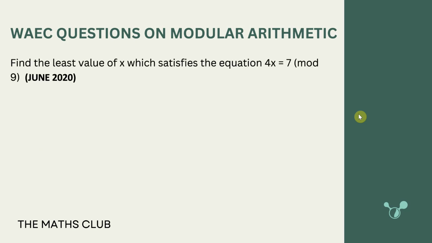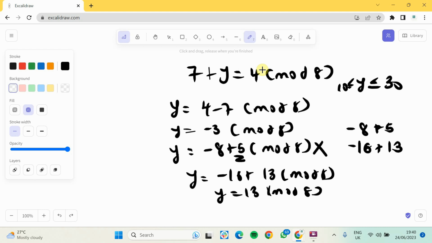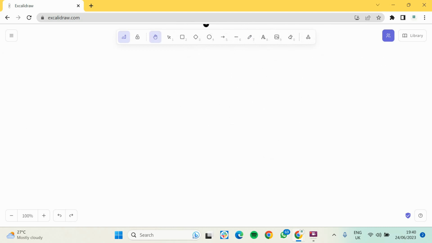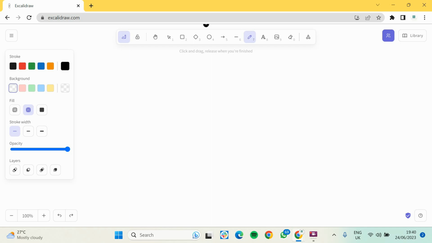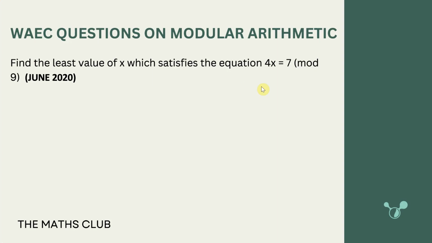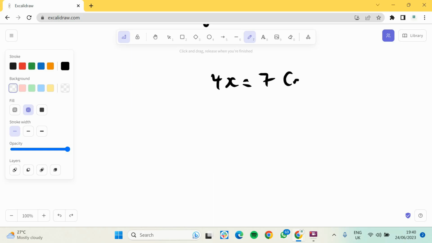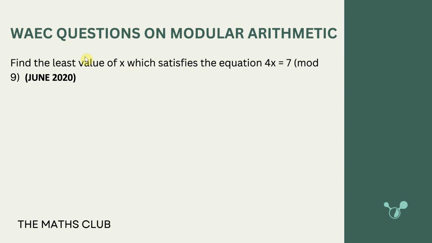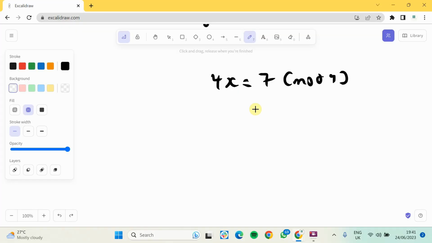So let's look at this question. It says find the least value of x which satisfies the equation 4x is equal to 7 mod 9. I actually advise that you pause the video and try it out yourself. Welcome back. So we said 4x is equal to 7 mod 9. Like the previous example, we're going to look for multiples of 4 that, by the time I divide by 9, will give me a remainder of 7. Since we're looking for the least value, I have to do it manually.